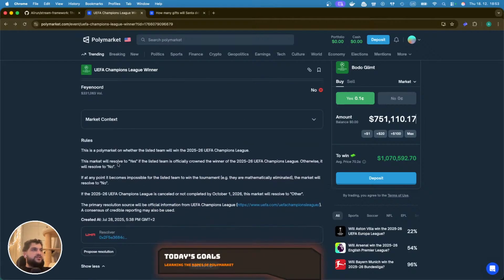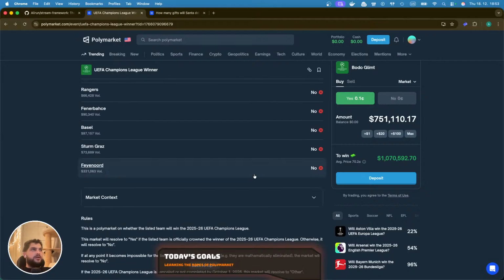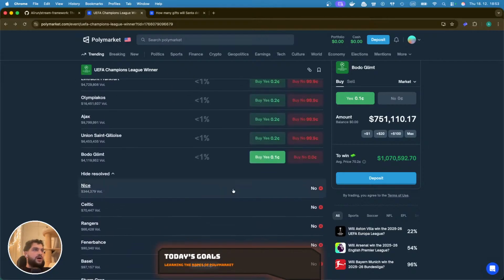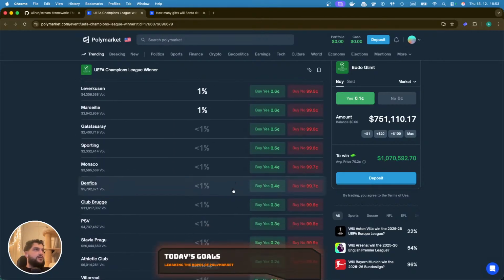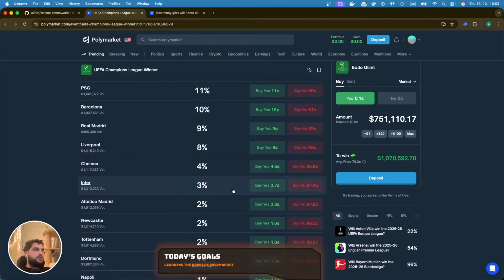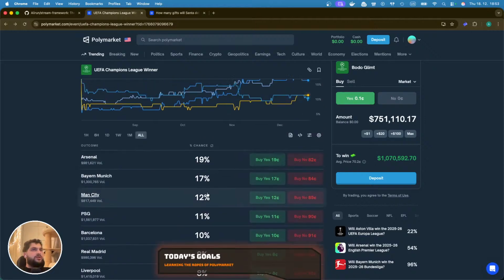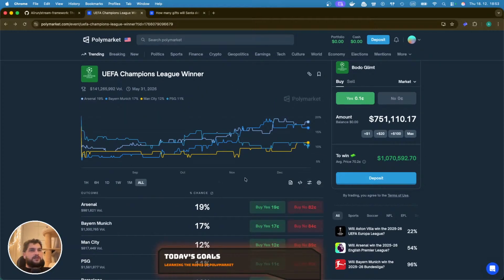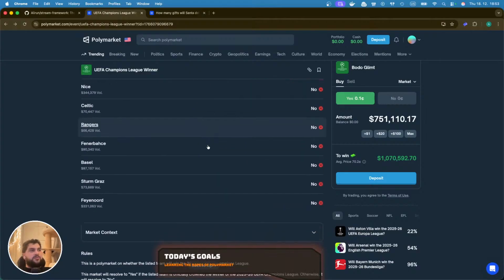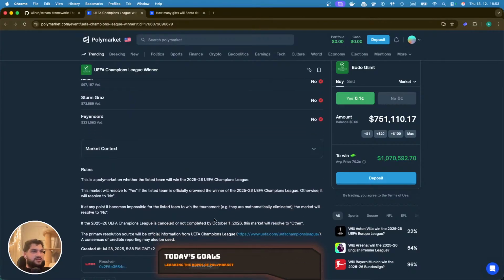So these are the rules for how the market should resolve. There is also an additional rule: if the UEFA Champions League is cancelled or not completed by October 1, 2026, this market will resolve to "Other." So there is also an option called Other, or maybe we need to read the documentation about that. I think it's some other case, maybe people can get their money back or something like this, I don't know.